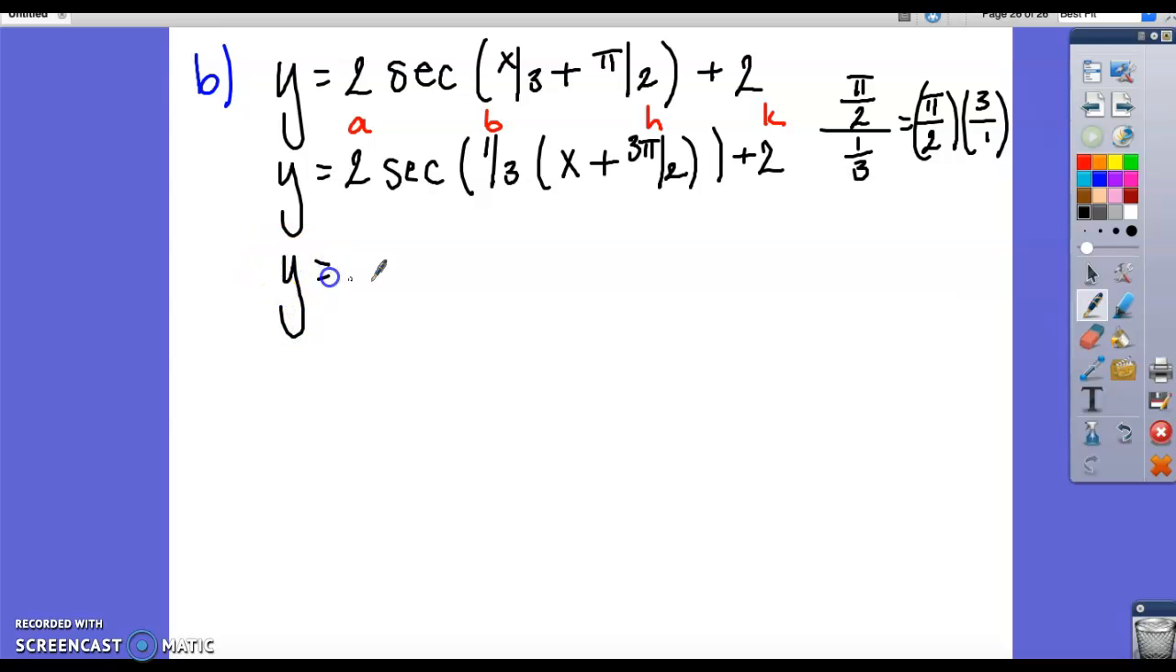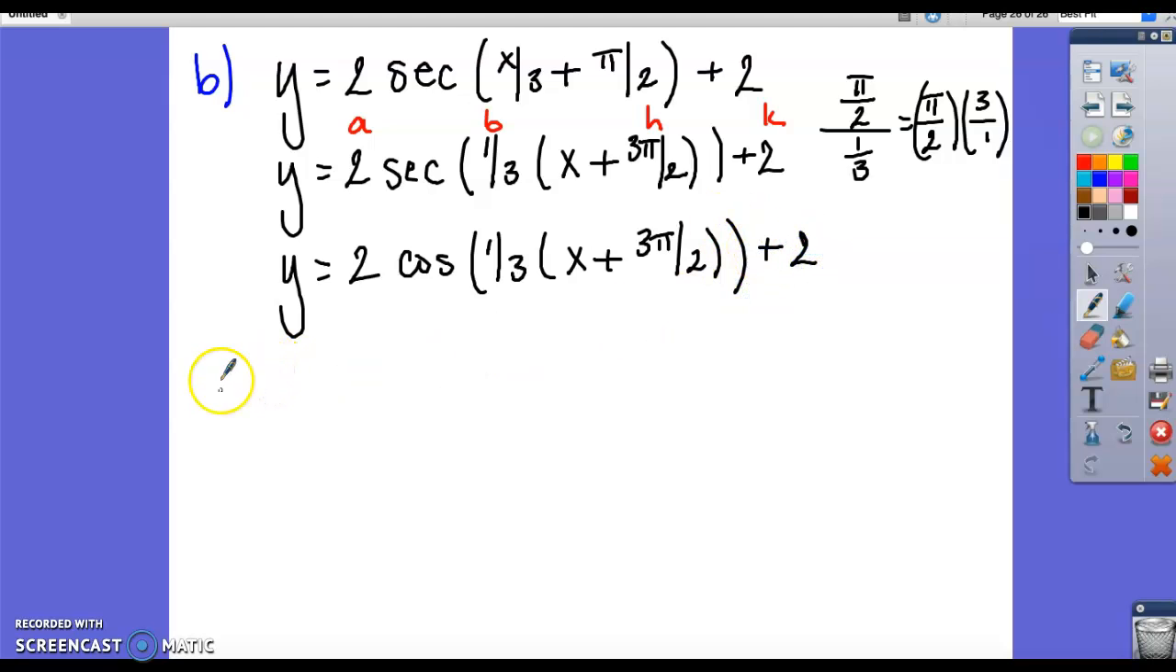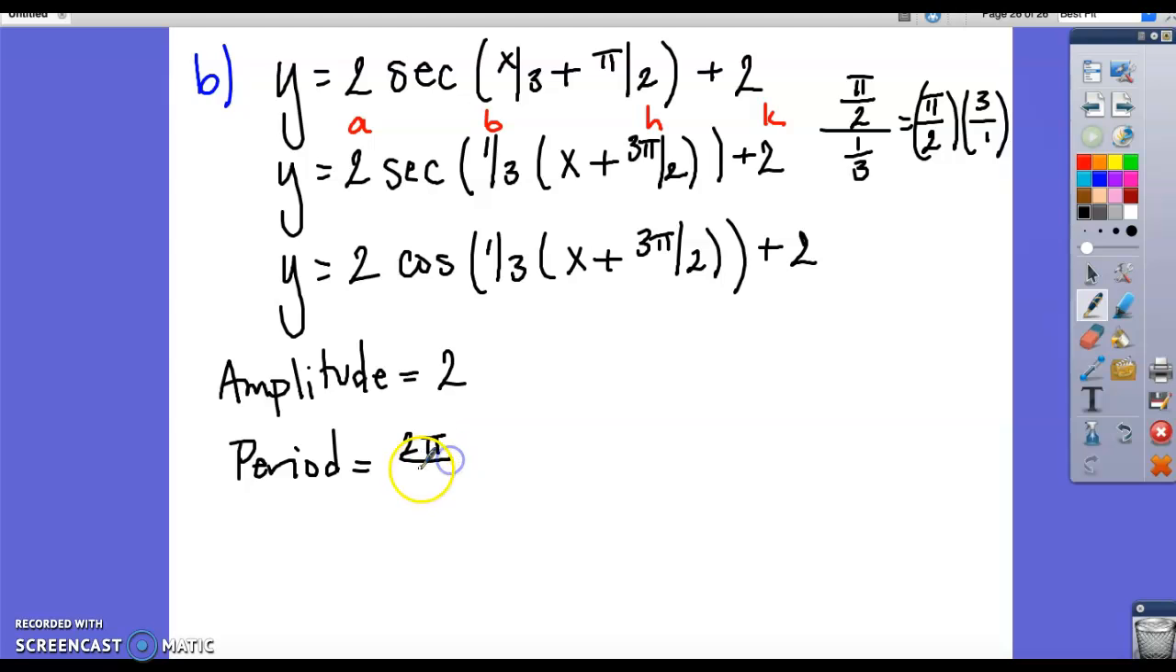Okay, but we are going to graph the cosine function first, and then use that to graph our secant function. So our amplitude is 2, even though the secant function doesn't have an amplitude, but cosine does. My period is 2 pi over b, which is 2 pi times 3 over 1, or 3. So my period is 6 pi.